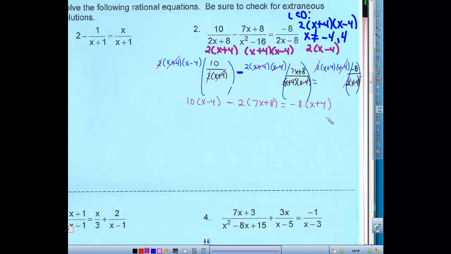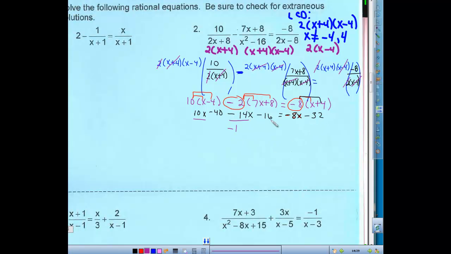Now let's distribute and simplify and solve. 10 times x is 10x. 10 times negative 4 is negative 40. This is going to be negative 14x. And negative 2 times 8 is negative 16 equals negative 8. Remember, we do have to distribute the negative to both terms in the parentheses. Negative 8 times x is negative 8x. And negative 8 times 4 is negative 32.